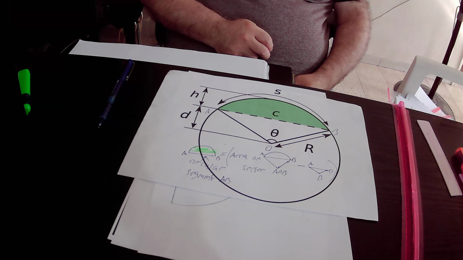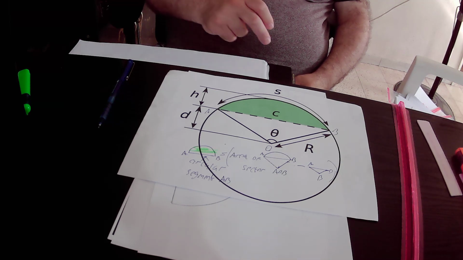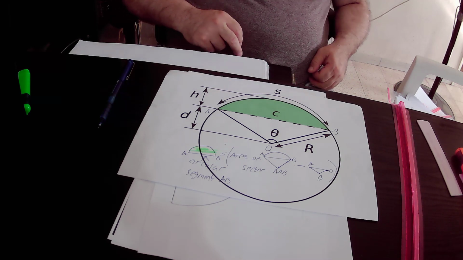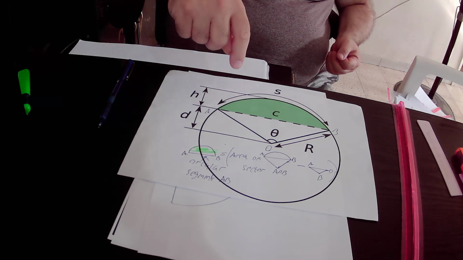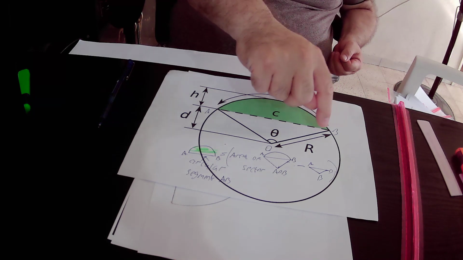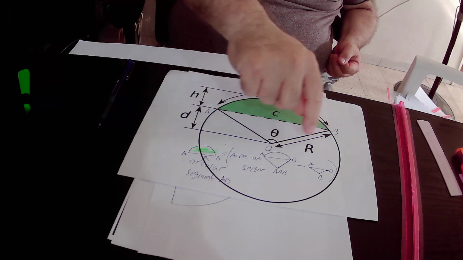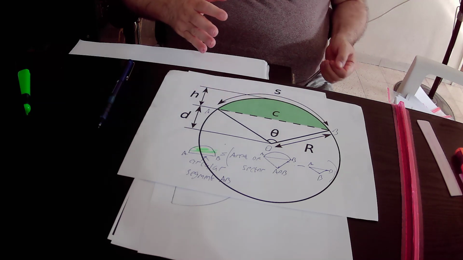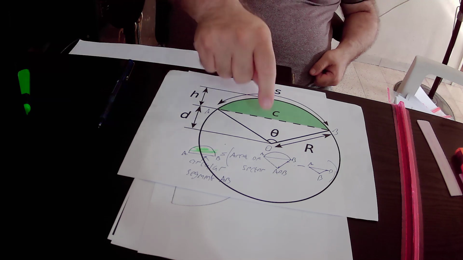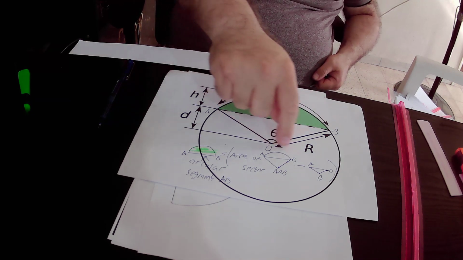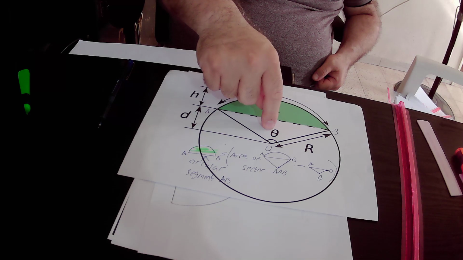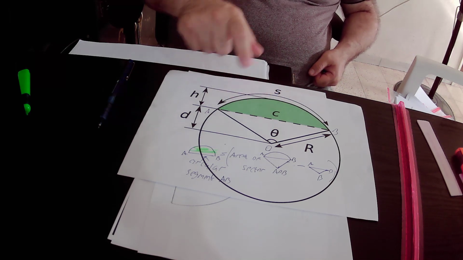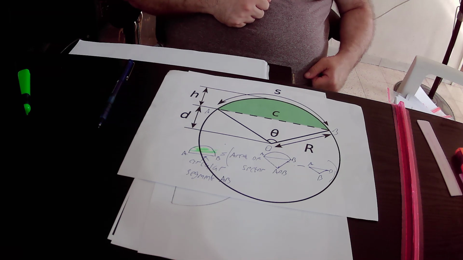Okay, and the area of this circular segment AB equals the area of sector AOB minus the area of triangle AOB. It is very easy to see from the drawing that the area of sector AOB minus the area of triangle AOB gives us exactly the area of the circular segment AB, that is this green shade. Okay.